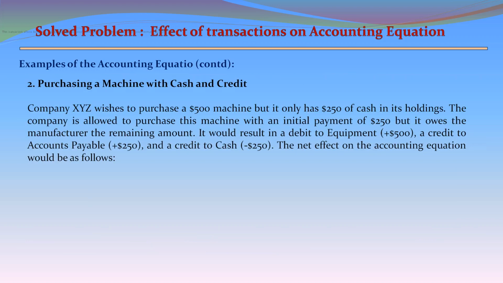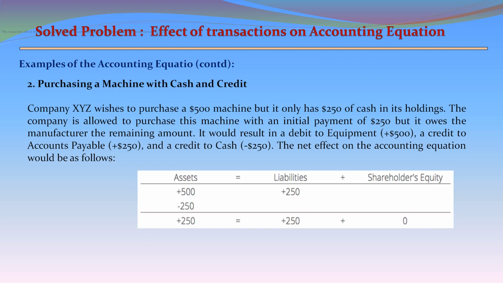Example 2: purchasing a machine with cash and credit. Company XYZ wishes to purchase a $500 machine, but it only has $250 of cash in its holdings. The company is allowed to purchase this machine with an initial payment of $250, but it owes the manufacturer the remaining amount. It will result in a debit to equipment $500, a credit to accounts payable $250, and a credit to cash $250.